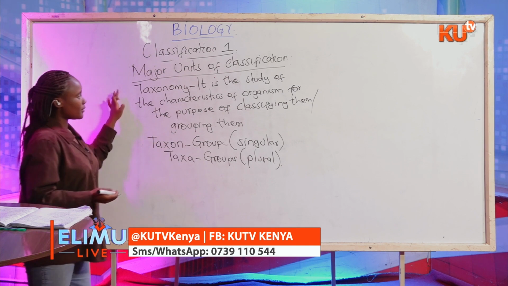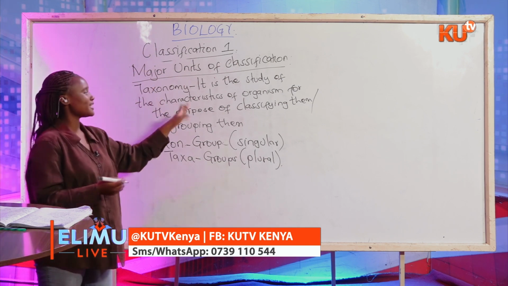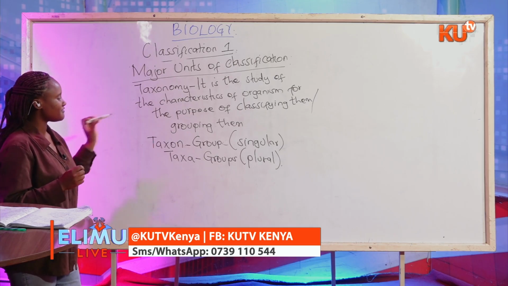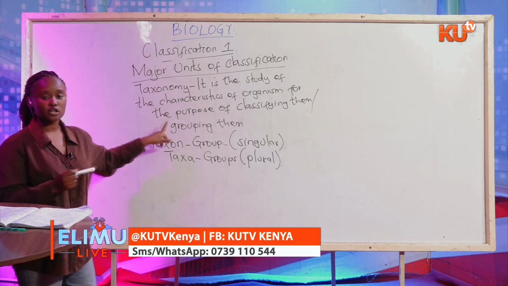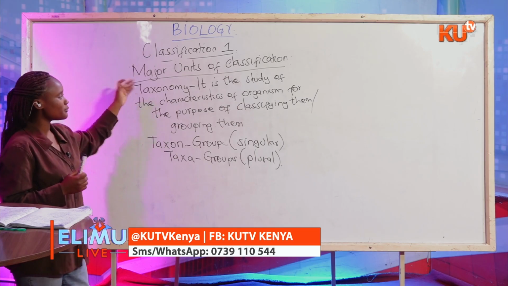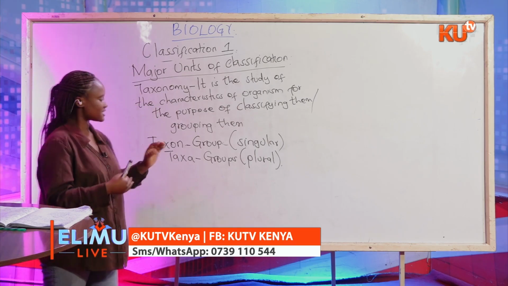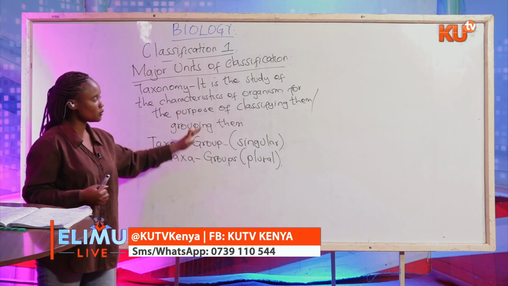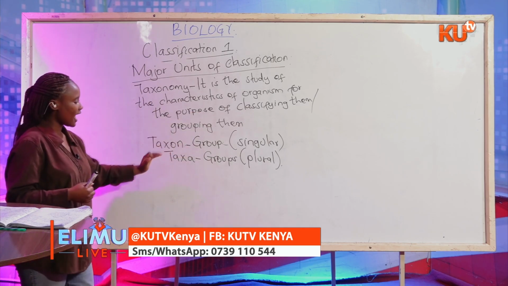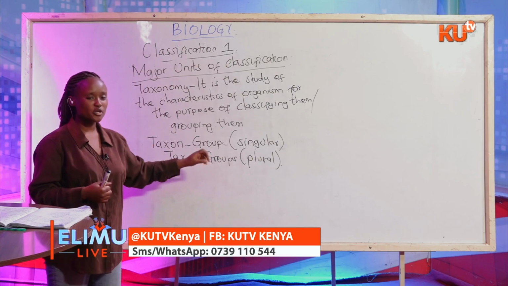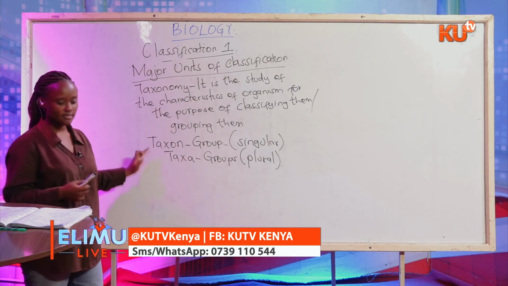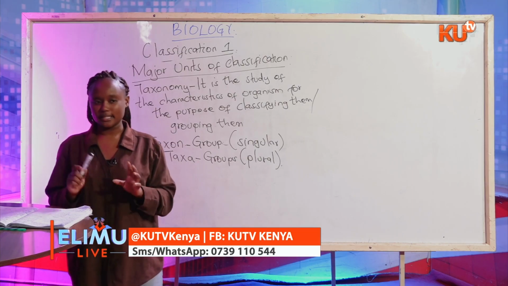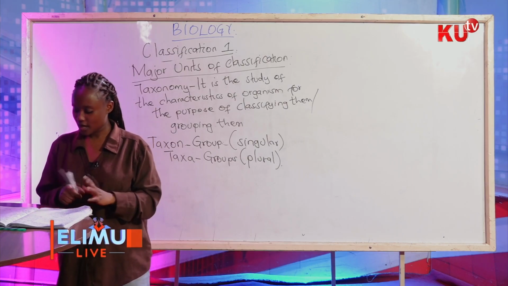So these are our terms. Taxonomy is the study of the characteristics of organisms for the purpose of classifying them and or grouping them. So taxonomy is the study of the characteristics. And then we have taxon, which is the group that is formed. And then we have taxa, which is the plural of the word taxon.